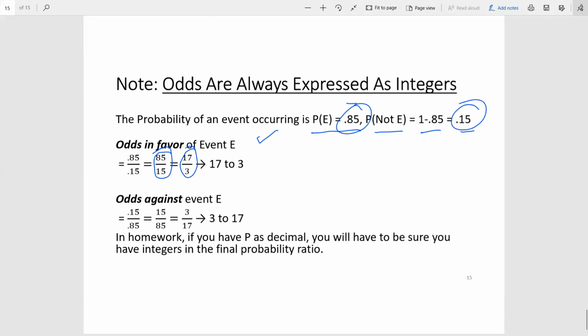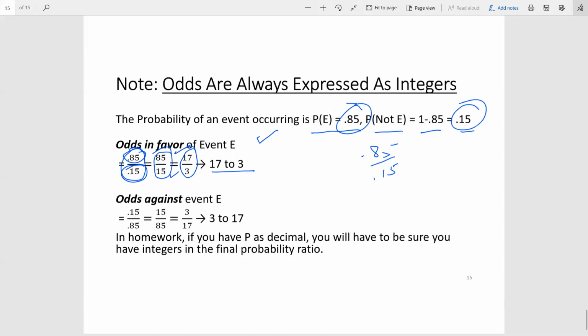And that is 17 to 3. And notice what was done here. You can't say the odds are 0.85 to 0.15. You want to make the odds all integers. So what I did here was multiply 0.85 by 100 and get 85, multiply 0.15 by 100 and get 15, and then reduce this to the lowest terms, still maintaining integers.